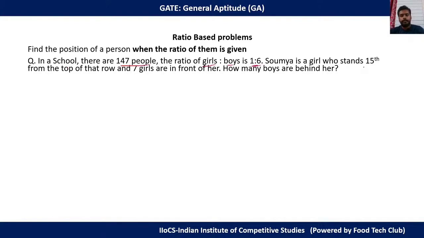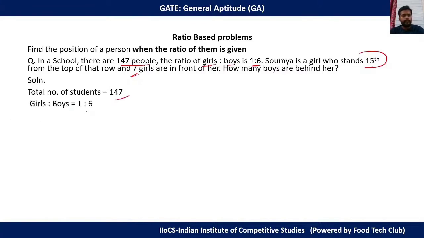Soumya is a girl who stands 15th from the top of that row and 7 girls are in front of her. How many boys are behind her? Okay, let's see. Total number of students is how much? 147.